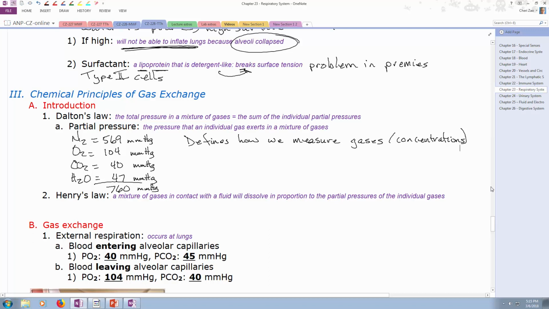We'll stop there. We'll get into Henry's law because we have to know a little bit of physics as we talk about gas exchange.